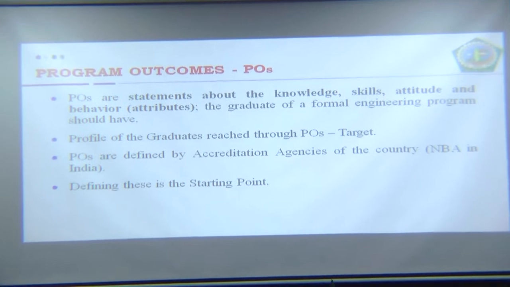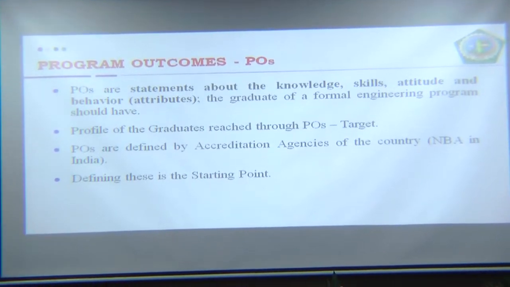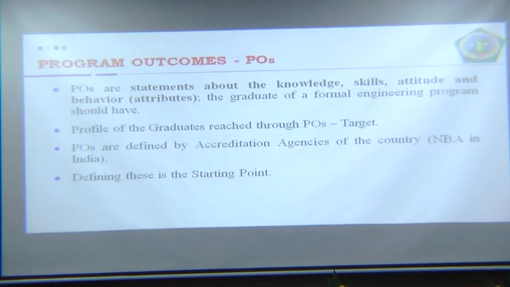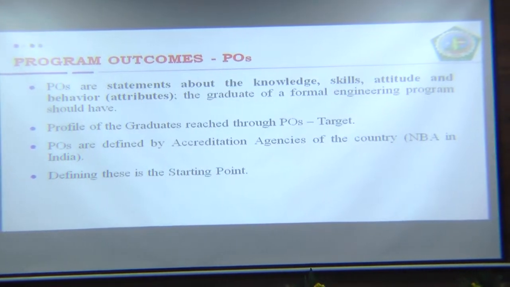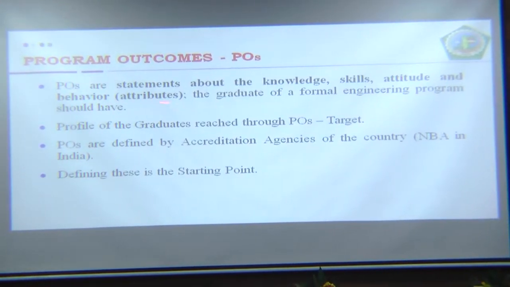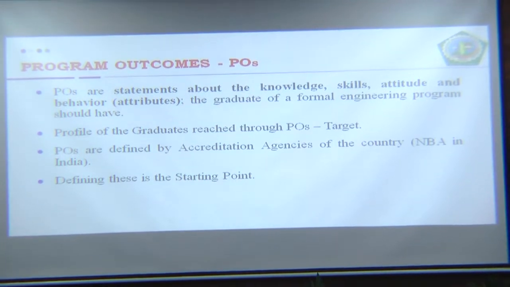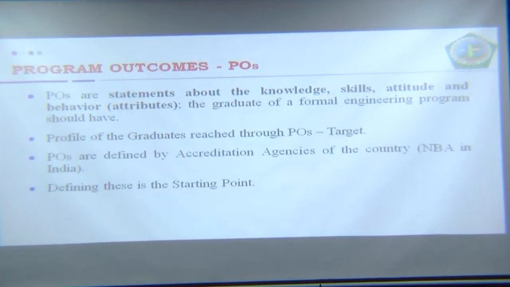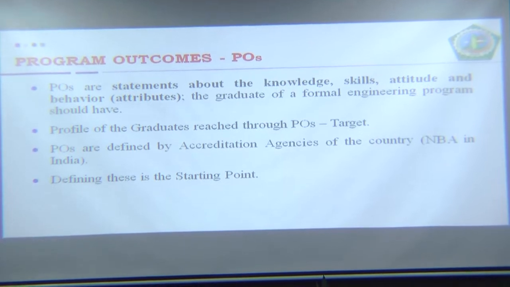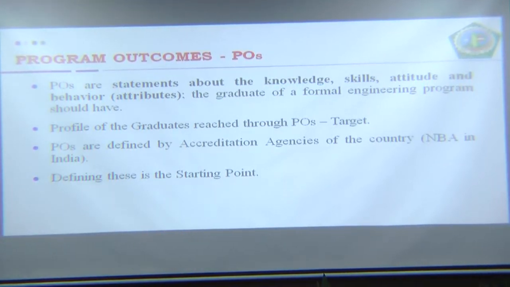So, next is your program outcomes. Program outcome means your BTEC degree, for example. Okay. So, your program outcomes comes to the statement. And I told you there are 4 keywords of OBE: one is your knowledge, skill, attitude, and behavior. That is your outcomes. We call them attributes.